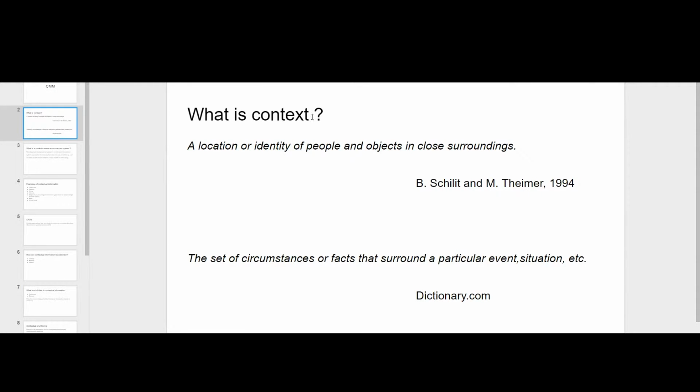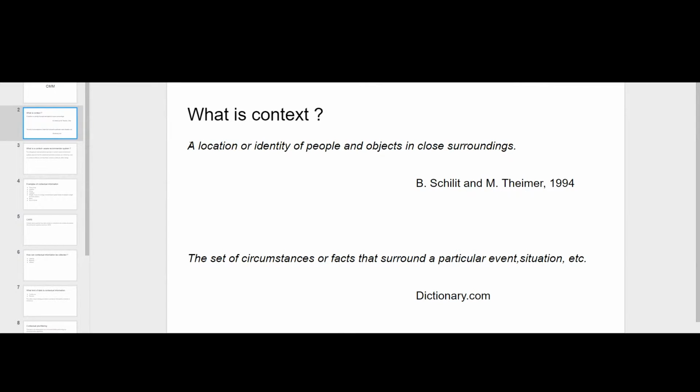I wasn't able to find a lot about context-aware recommender systems, so I'm making this short video about what I have found on the topic, and hopefully it's helpful to some of you. So when we talk about context-aware recommendation systems, first of all, it's important to understand what is context.